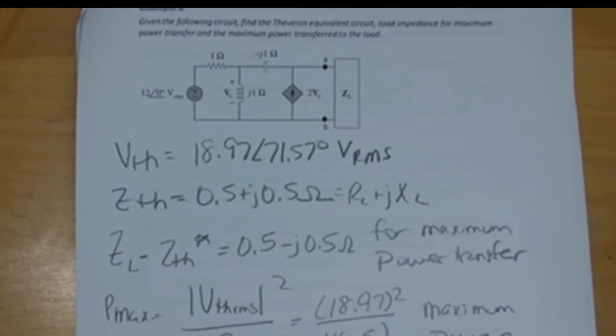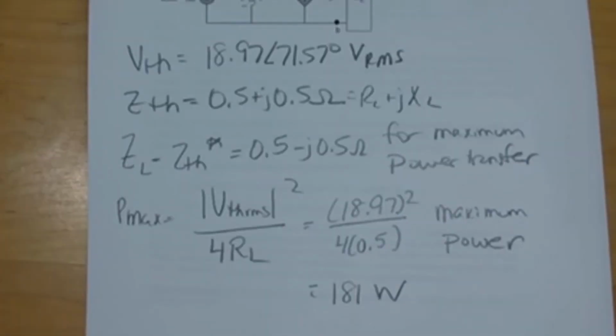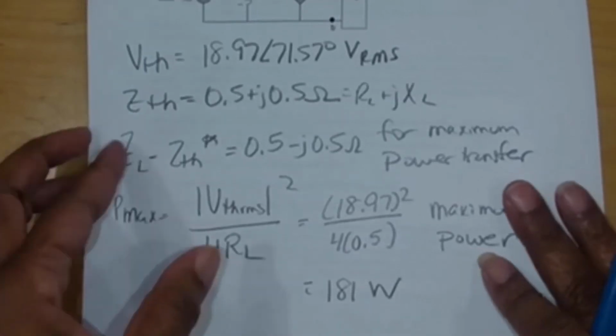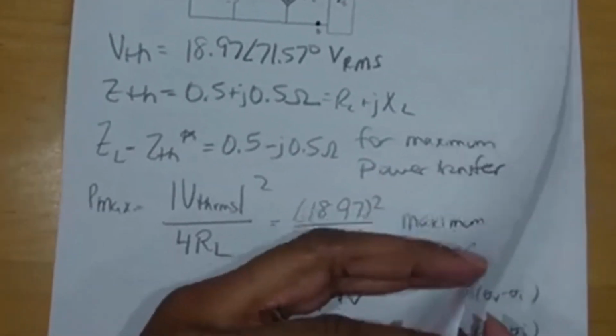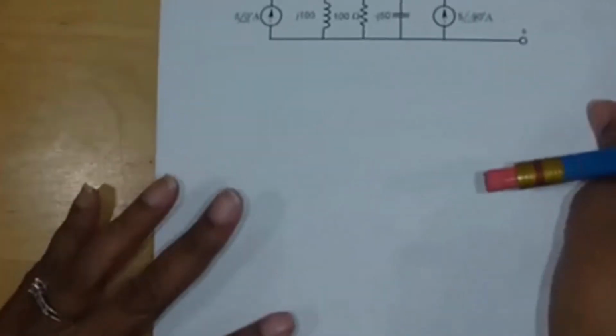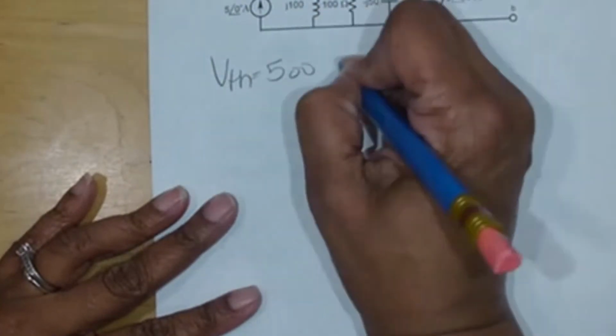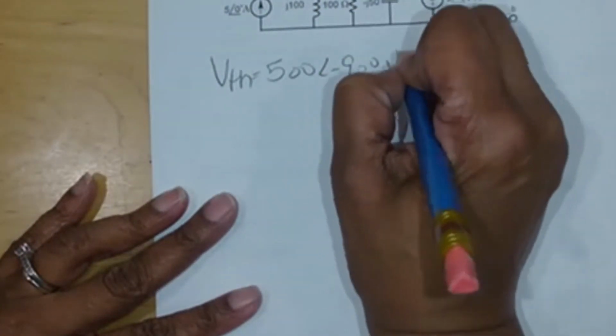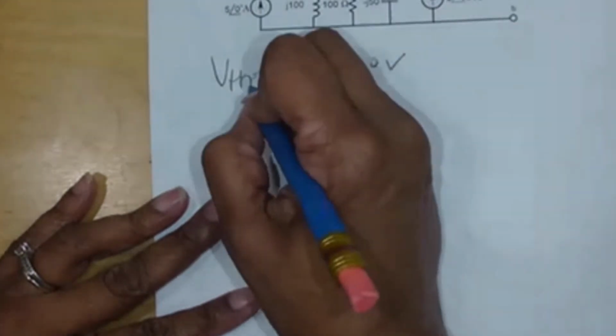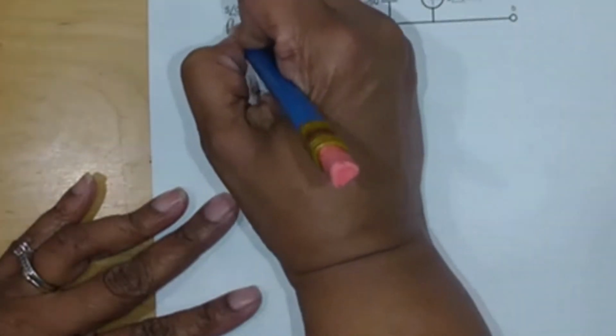So for this last problem, V Thevenin is 500 with an angle of negative 90 degrees. And once again, we're assuming this is RMS.